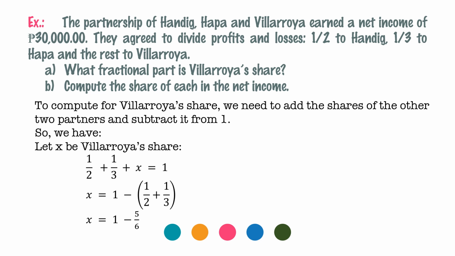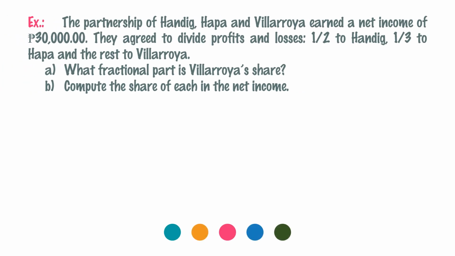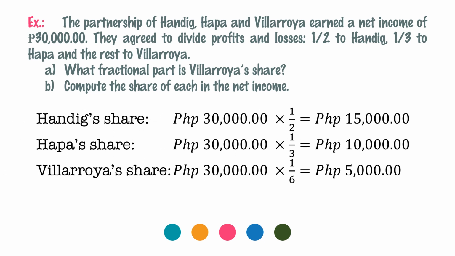Okay, so we now have the equation x equals 1 minus the sum of 1/2 and 1/3. Simplifying 1/2 and 1/3, we'll have 5/6. We subtract that from 1, we will get the final answer at x equals 1/6. So this means that Villaroya's share is 1/6. So that's the first part of our question. The second part is, what are the share of each? So to compute, we will simply multiply the net income, which is 30,000, by their shares.